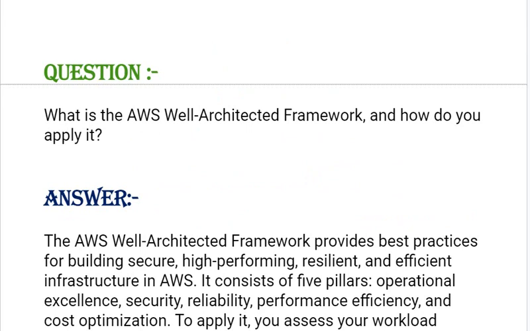Our interview question based on AWS SAP is, what is the AWS Well-Architected Framework and how do you apply it?